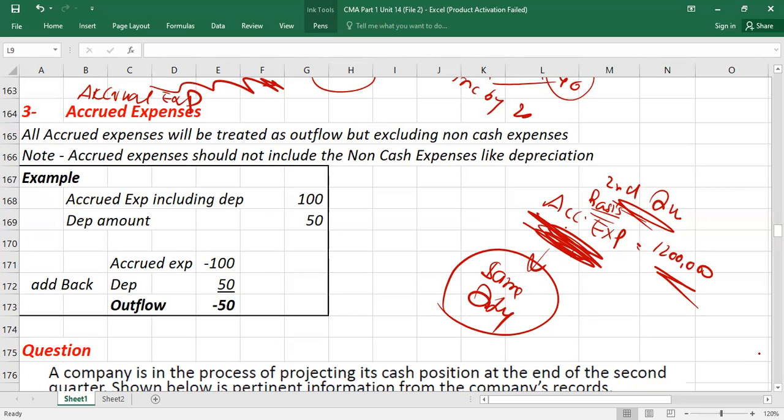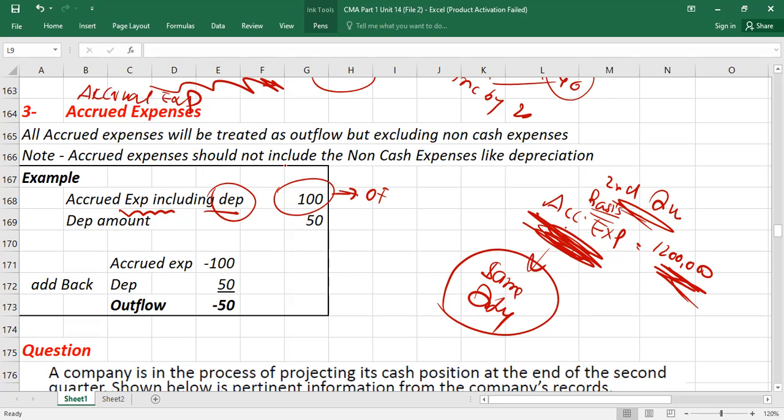Otherwise, you have to check the monthly data, what it says. For example, sometimes he would say October salary is paid in the month of November. Then where should you write this outflow? Obviously in the month of November. Then you have to follow the actual point of payment. But if the question is silent, and he told you accrual basis expenses for the quarter, we will assume it is paid. Just write it as an outflow. This is the assumption. Understood? Sometimes, for example, I'm assuming accrual expenses including depreciation is 100. It means I can write it as an outflow, but there is a problem with this depreciation, because depreciation is your non-cash expense.